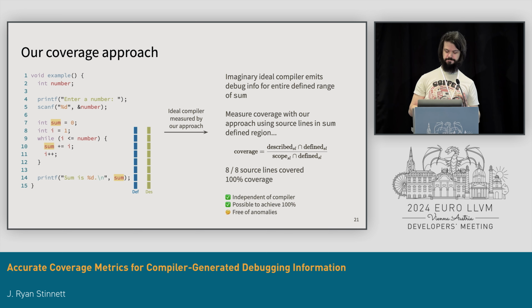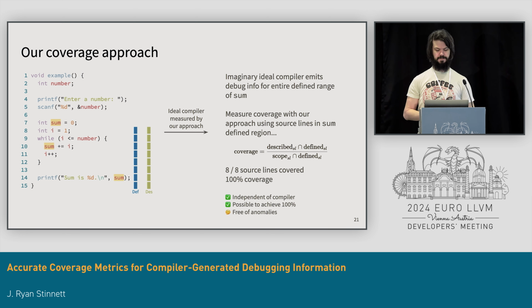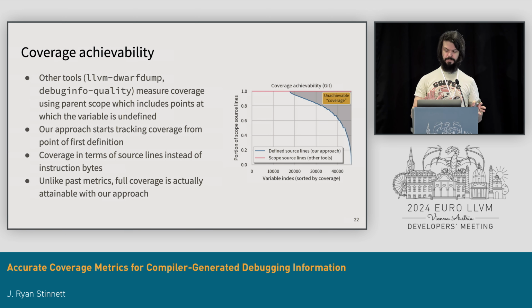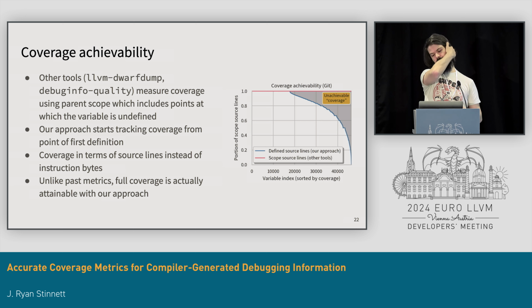Now, okay, is it free of anomalies? Not necessarily as you get away from an ideal compiler. So we'll talk about that in just a moment. But first, I just wanted to say about this achievability issue.